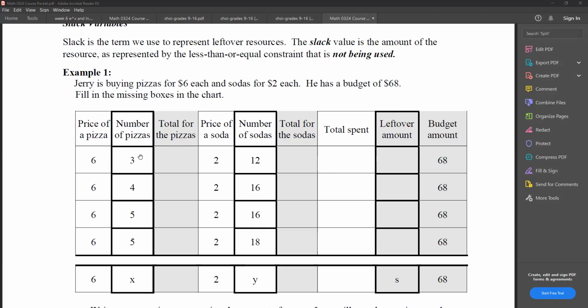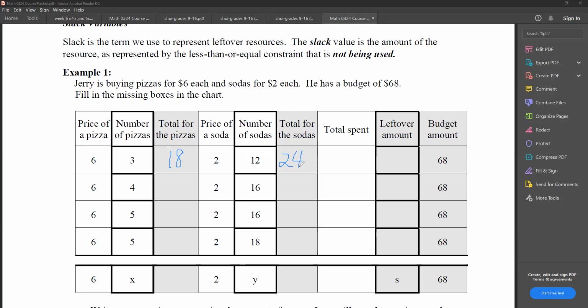So if I'm buying 3 pizzas, for $6, I'm going to pay $18 for pizza. And I'm buying 12 sodas for $2. I'm going to spend $24, 12 times 2 on the soda.